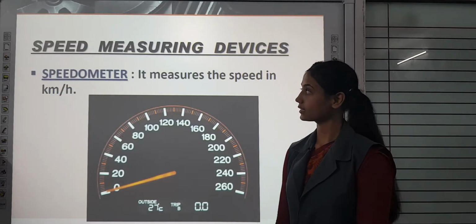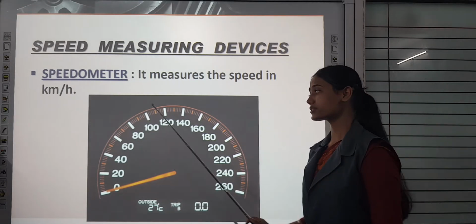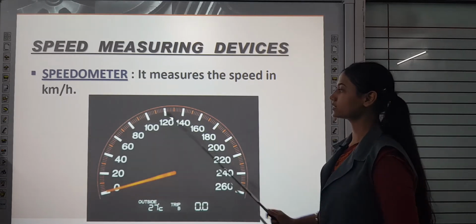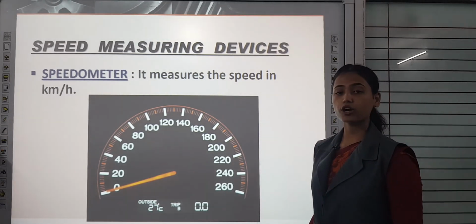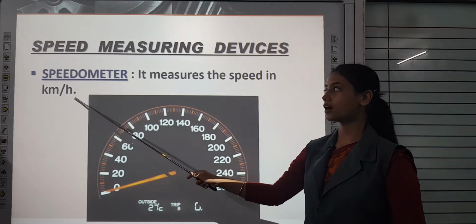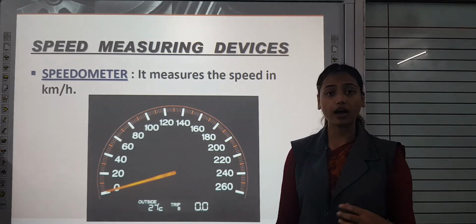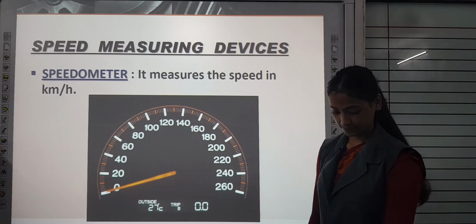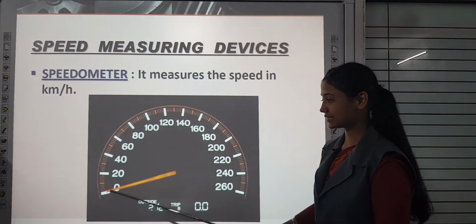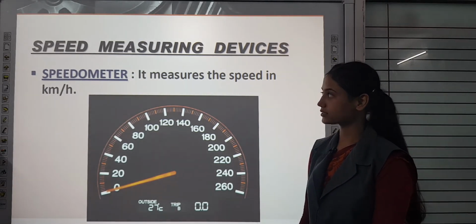Understood? Now, speed measuring devices. We use a speedometer. You have seen it in all vehicles, in cars, bikes, scooties. This is a speedometer. It tells us what? The speed of that vehicle. So it measures the speed in kilometer per hour. The unit here is kilometer per hour. We are taking the larger unit of speed. In this image, the speed of this vehicle is what? 0, means it is not moving. The speed is 0. It is at rest.